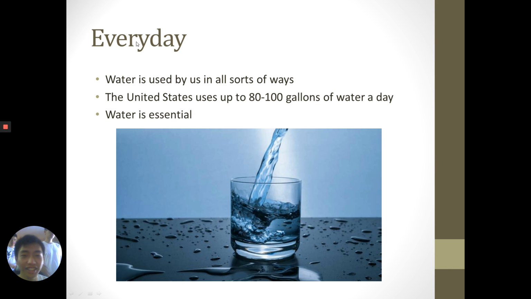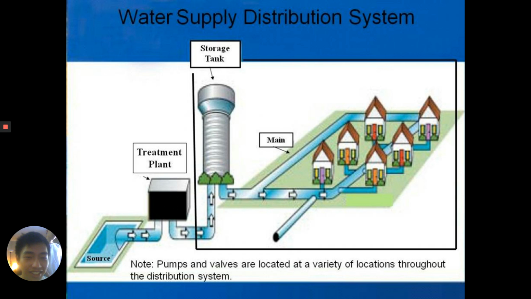Every day we consume clean water and we use it in all sorts of ways. We use it to brush our teeth, to take showers, and to drink, to survive. The United States uses up to 80 to 100 gallons of water a day, which is quite a lot. Water is very essential to our lifestyle, but we sort of abuse it because we have clean water access everywhere in the United States.